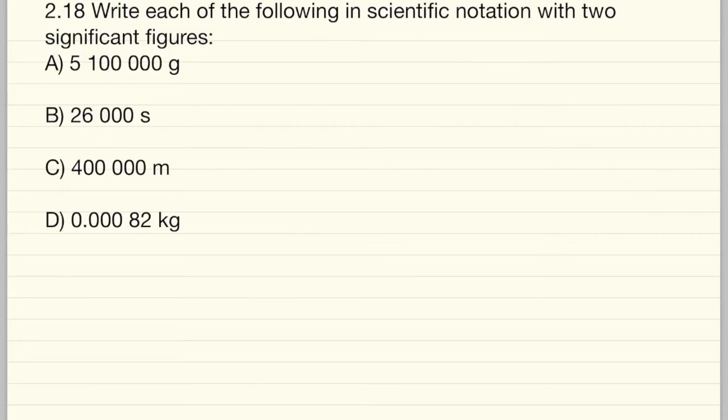Here we're supposed to write the following in scientific notation with only two significant figures. I'm going to take it stepwise. I'm going to write scientific notation first, and then write these with two significant figures. So let's write this.